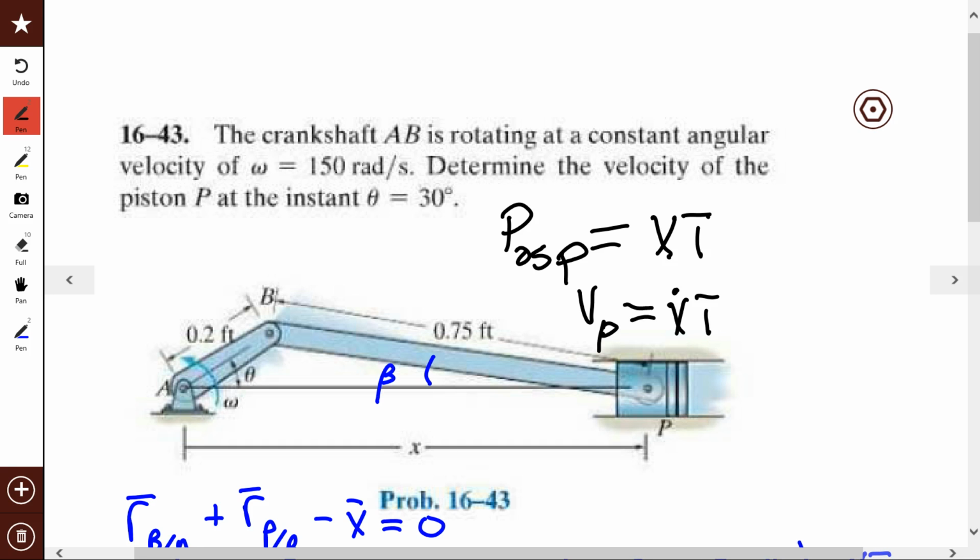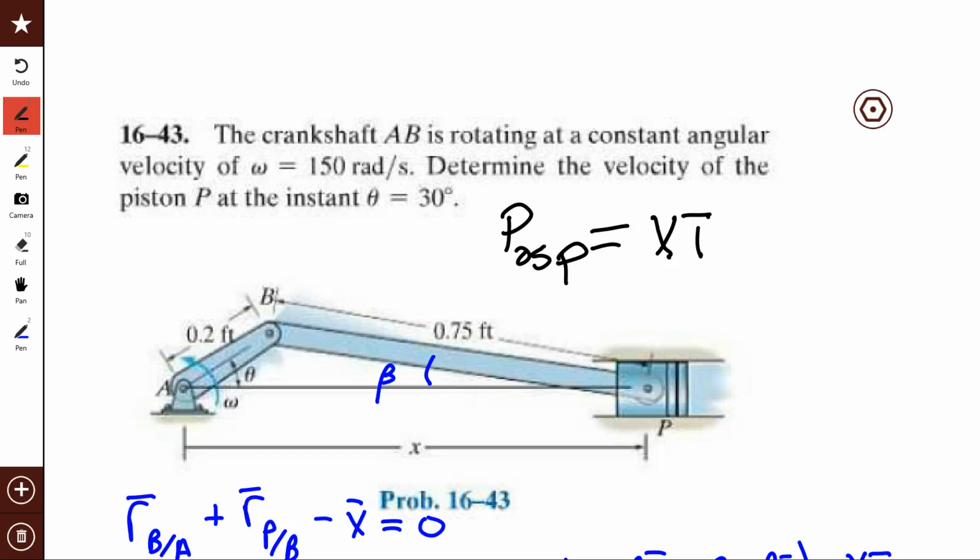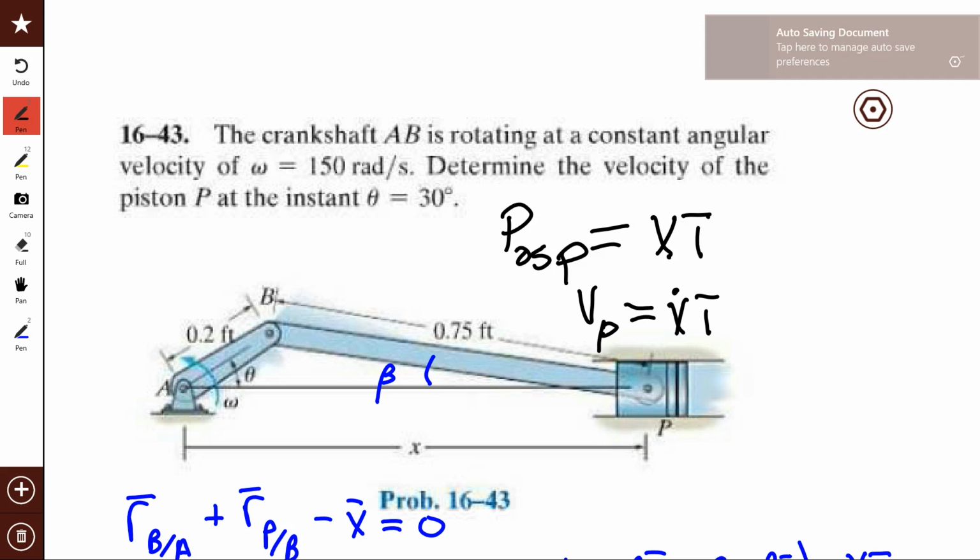Now I know what I need to relate. What I want to do is relate the thing I know. What do I know? I know the angle dot, right? I know the angle dot. What I want to do is relate that to x dot. That's my relationship. You see it? Now, how do I relate them? Do I have a rope?